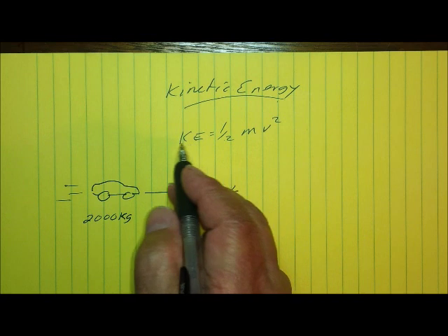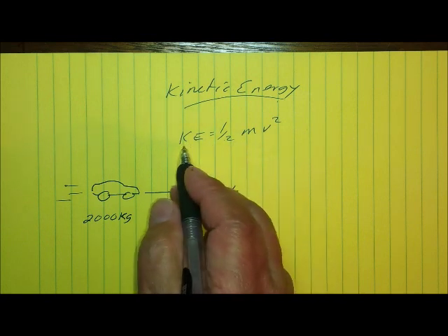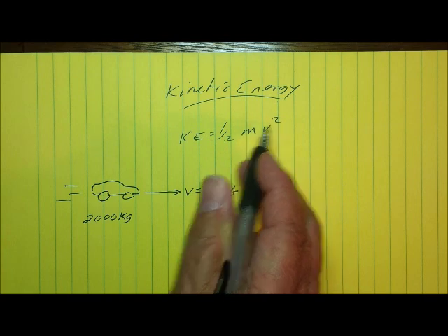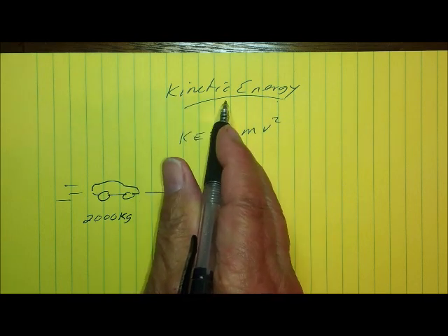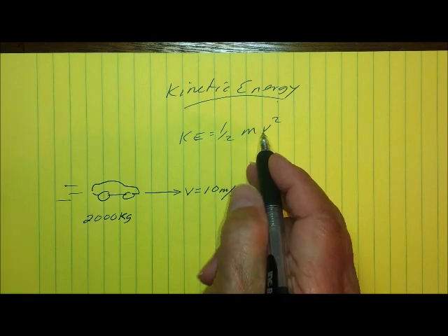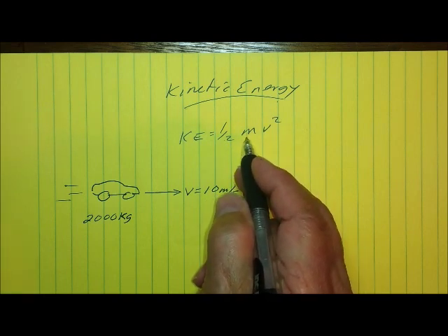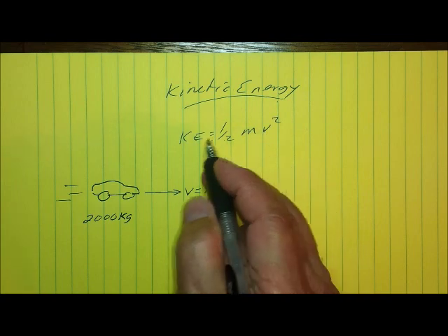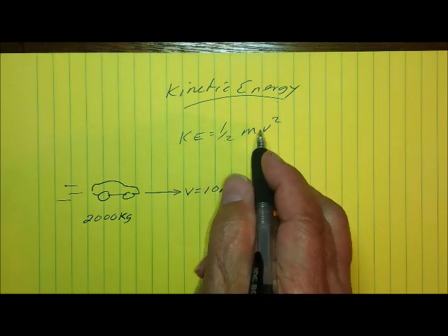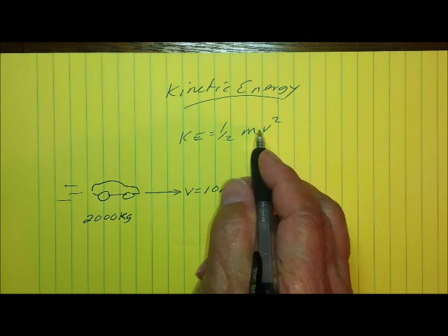And the equation that we use to calculate kinetic energy is kinetic energy equals 1/2 mv squared, where KE stands for kinetic energy, m stands for mass, and v is the velocity of the object. So there's the mass, there's the velocity. So kinetic energy is equal to 1/2 the mass times the velocity squared.